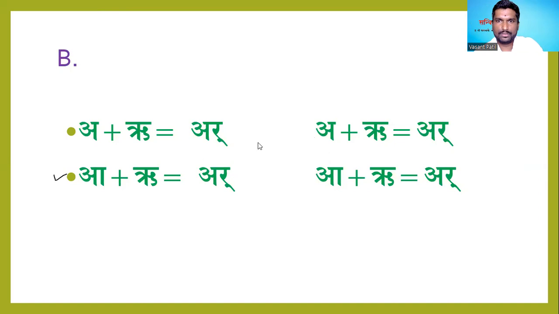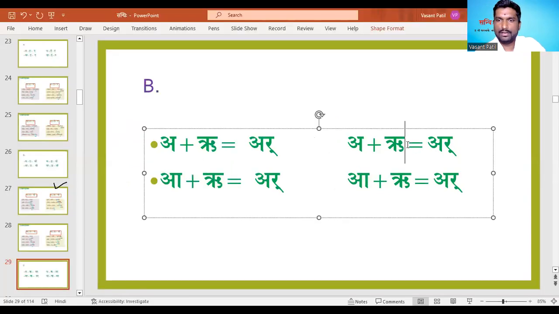Here also a small correction. A plus long ru, not correction. Let us see how we write long ru. And here, a and long ru will still become ar. Okay, a plus ru, ar. A plus ru, still ar. A plus ru will become ar. All four possible combinations are given.